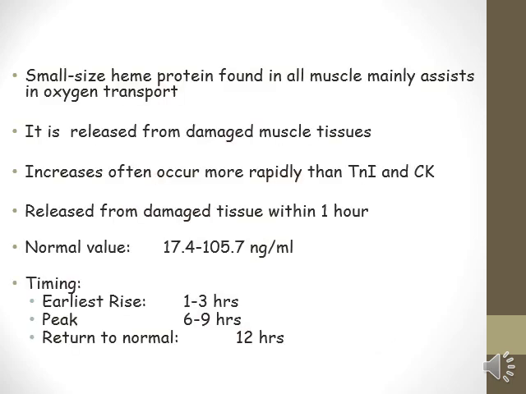The second cardiac biomarker is serum myoglobin. Myoglobin is a small-sized heme protein found in all muscle, mainly assisting in oxygen transport inside the muscle. It is released from damaged muscle tissue, especially myocardial or skeletal muscle. Its increase often occurs more rapidly than troponin I and CK. It is released from damaged tissue very early, within 1 hour, and returns back within 12 hours. So it appears early and disappears early.